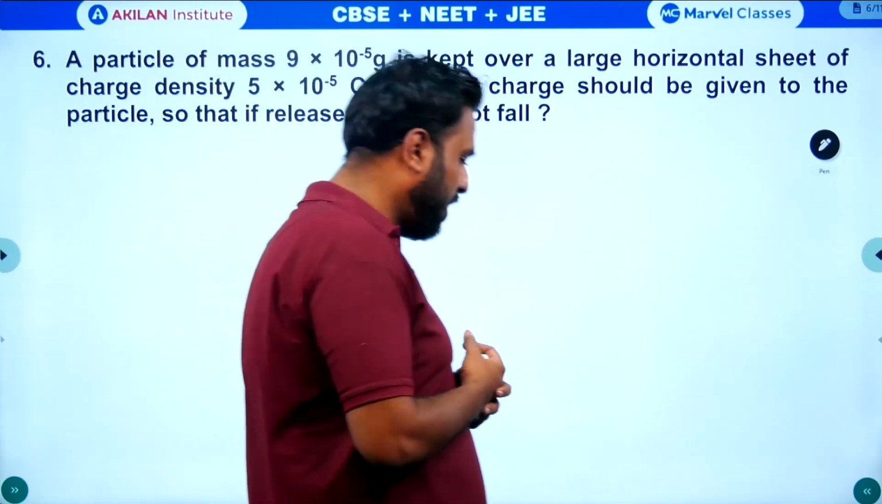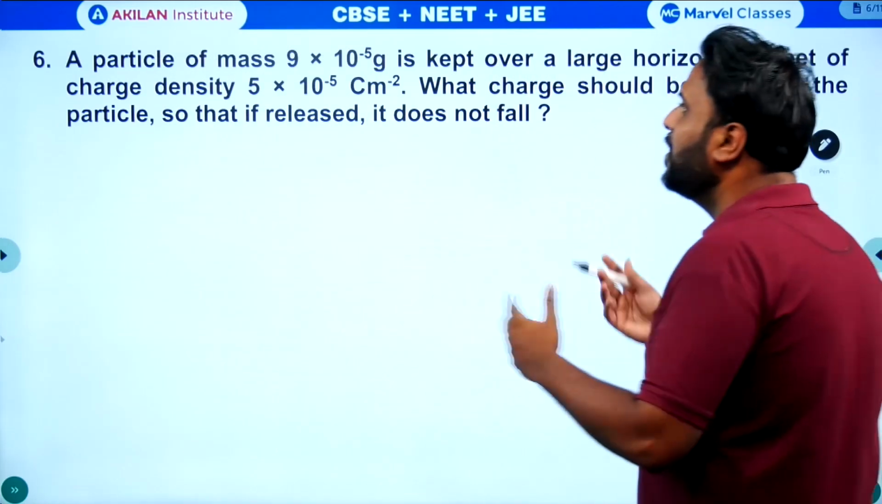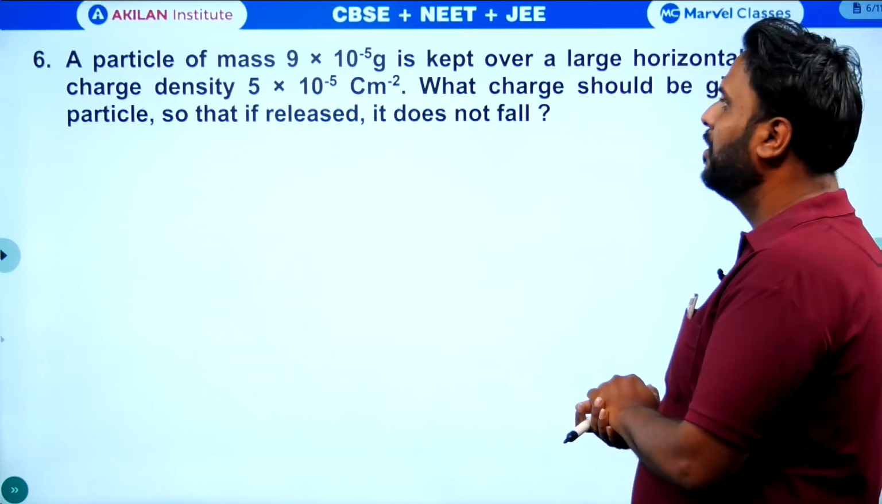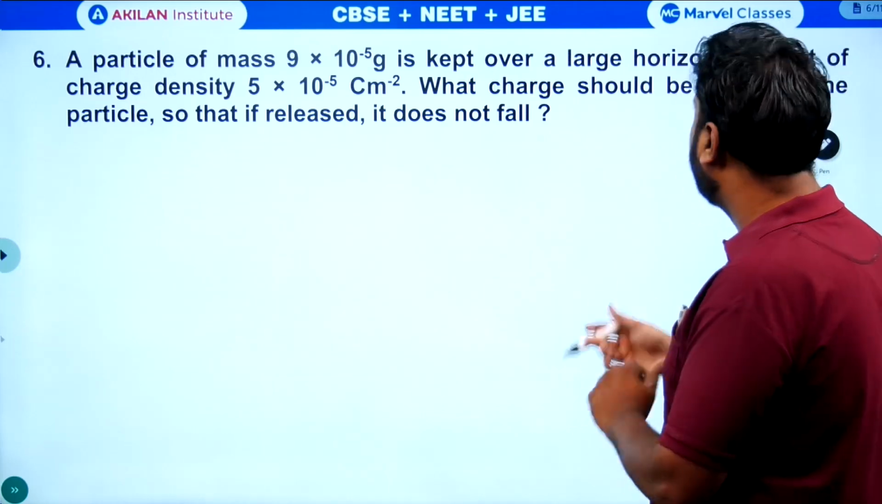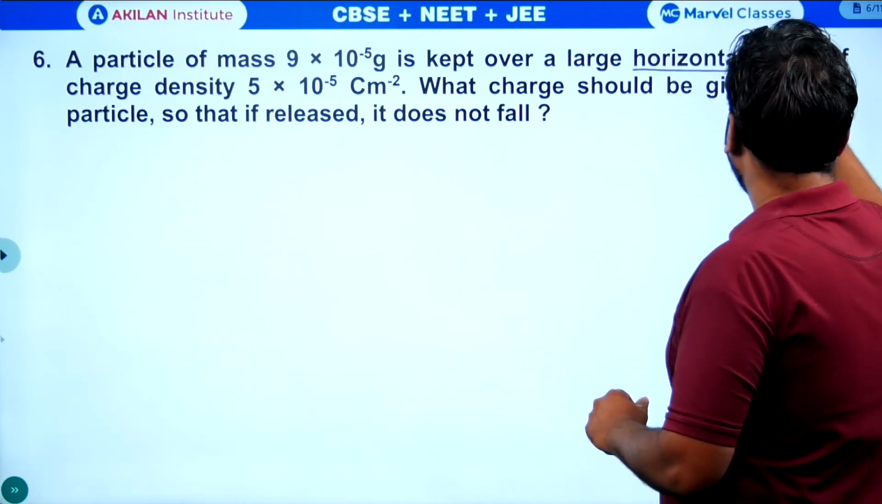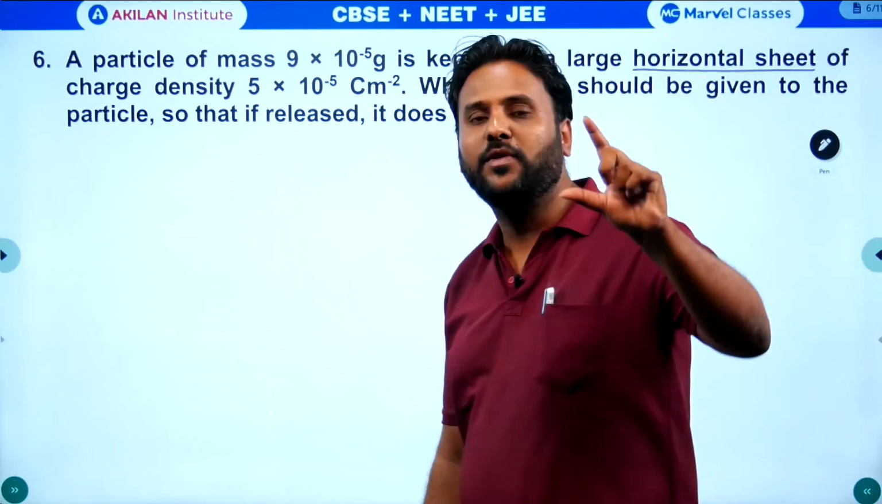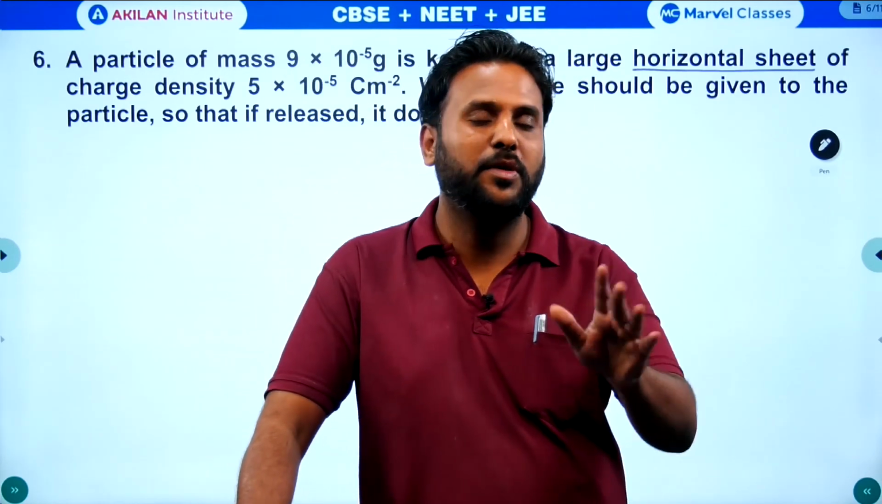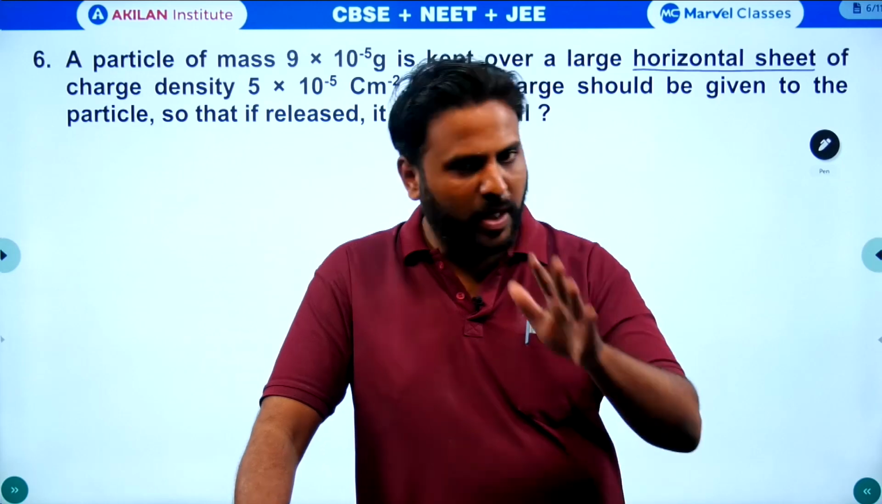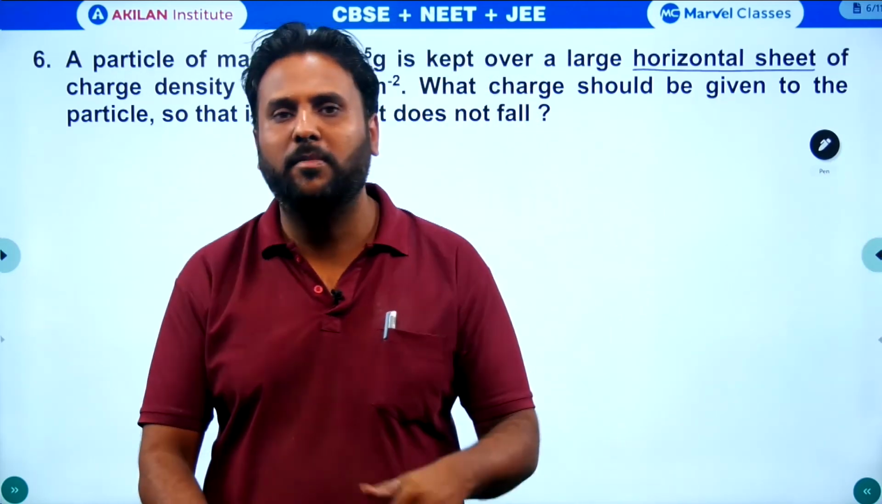When you see this problem, you should be able to understand which concept it involves. The particle of mass is placed on a horizontal sheet. When you read a question like this, you have to know very clearly which concept we are doing. First you understand every concept, then you can do the problem very easily.